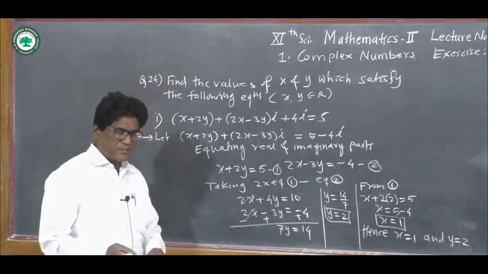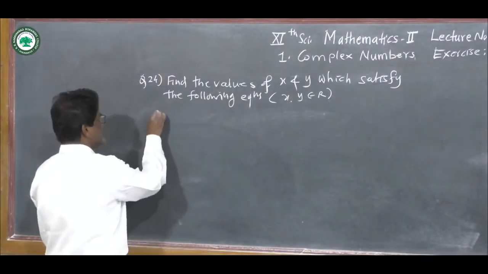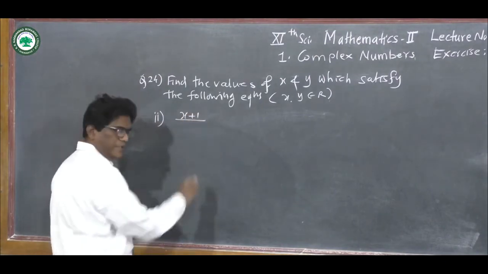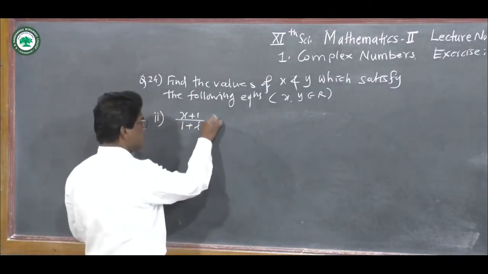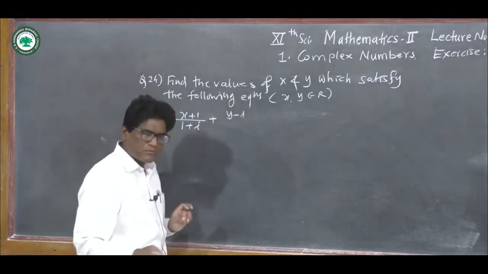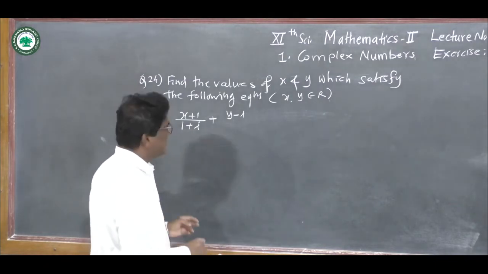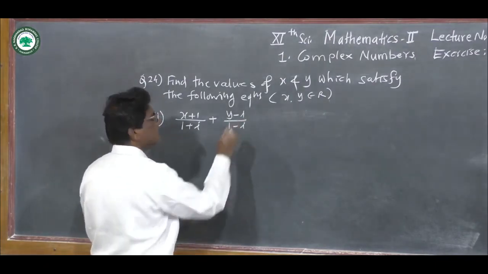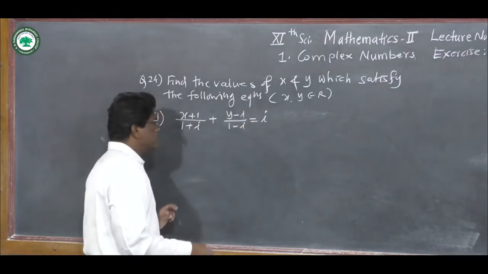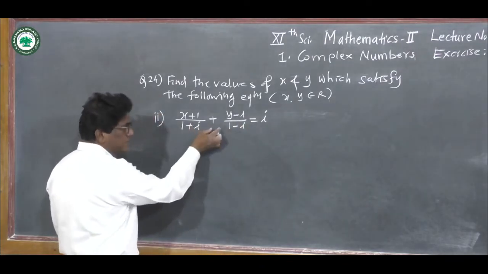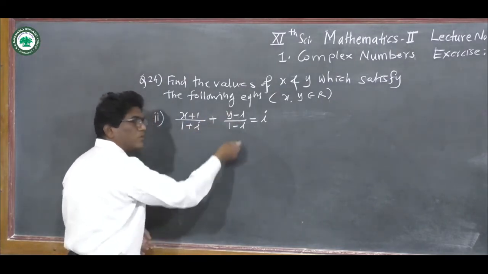Now the second problem in this question: (x plus 1) divided by (1 plus i) plus (y minus 1) divided by (1 minus i) is equal to i. The right hand side is i. So for the solution, we take the addition of the left side, that means take the product of these two plus the product of these two, divided by the product of these two.